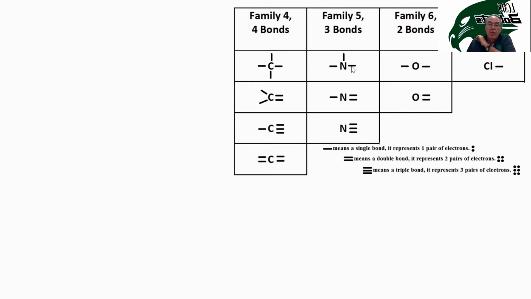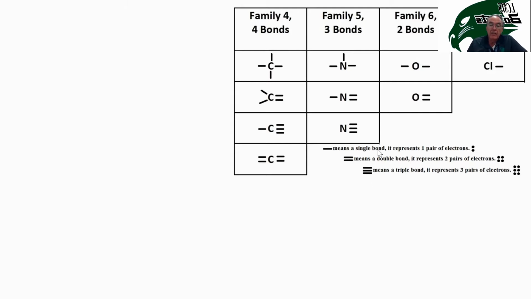Family 5 needs to share 3 pairs of electrons. So there's 3 different ways. It could share 1 pair individually 3 separate times. It could share 1 pair and then it could have a double bond, or it could share 3 pairs all together with 1 atom, and it could make a triple bond. And remember, we said atoms could make single bonds, which is this single line, double bond, which is represented by this double line, or a triple bond, which is represented by this triple line.